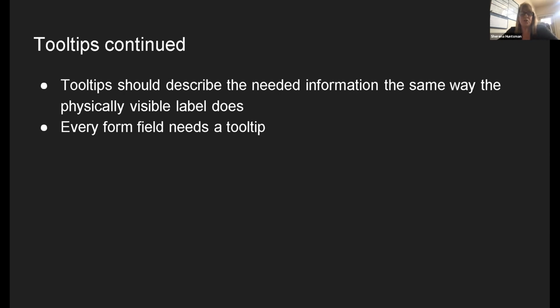Tooltips should describe the needed information the same way that the physical visible labels do. I keep repeating myself, hopefully to reiterate that it is the exact same information that I'm looking for. I have to remember when I'm writing my tooltip that none of that is available. So the question that I very carefully wrote, I need to create in such a way that the person accessing it through the tooltip will know what information I'm looking for. And every single form field needs a tooltip. So if I'm doing a multiple choice, I need that tooltip.